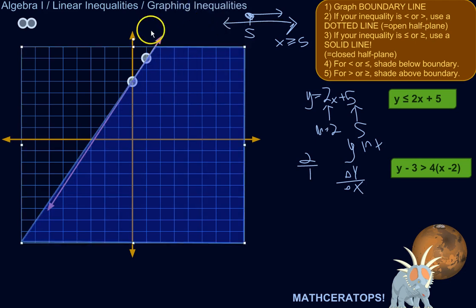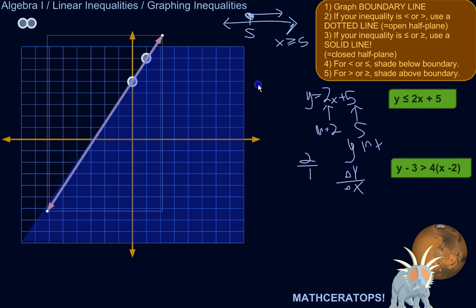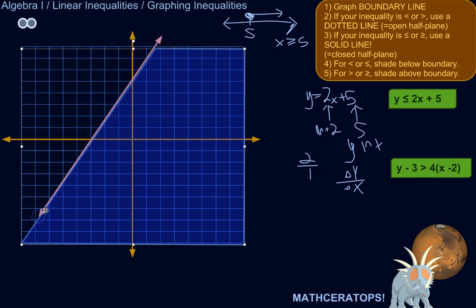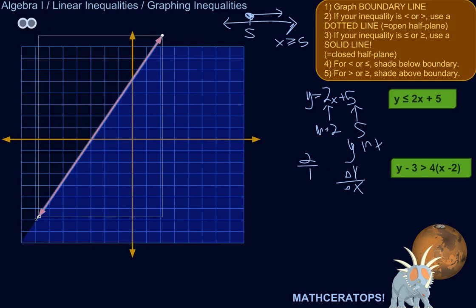Alright, let me just bring this to the front so it's easier to see. Okay, I moved the line a little bit, but you get the idea. So this line is splitting the coordinate plane into 2 half planes. I'm shading in this half plane, and my solution set to this inequality is this half plane that I'm shading in. So any value over here would satisfy this inequality.